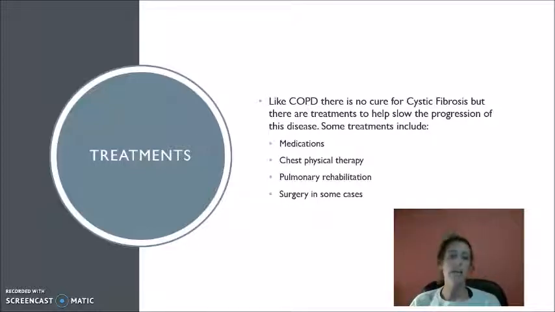Treatments for CF. There's no cure for it. There are medications that can help break up mucus that you can cough up so that your lungs or your tubes aren't as plugged. Chest physical therapy is another thing. Pulmonary rehabilitation. This is more so controlled breathing and kind of working out your lungs, I should say. And surgery in some cases, because some side effects of cystic fibrosis are nasal polyps. So they'll remove those so you're able to breathe better, and there's nothing obstructing your passageways for your airflow.